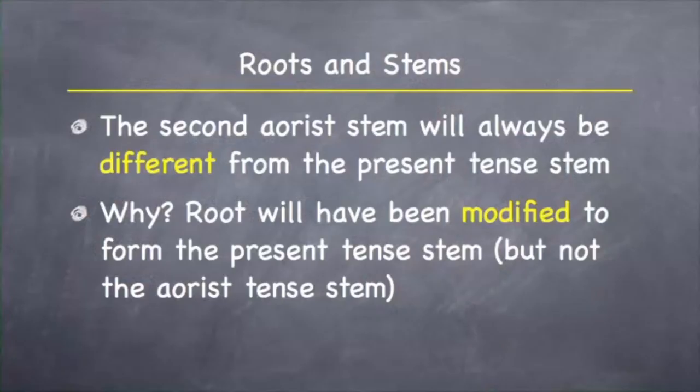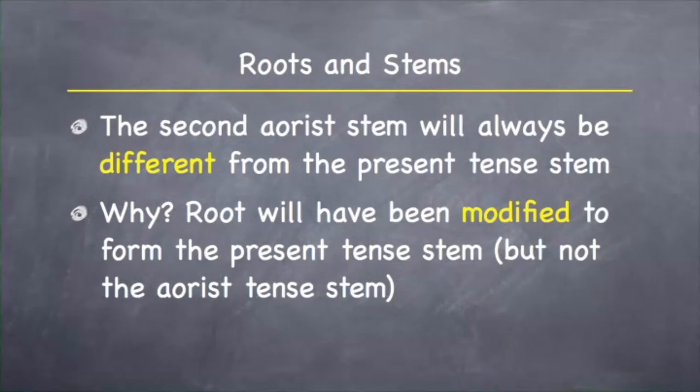Let me say it again. If a verb has a second aorist form, then that second aorist tense stem is always going to be different from the present tense stem. And the reason for that is this. In the formation of a verb with a second aorist, the root almost always comes unmodified into the second aorist tense stem. But if that's the case, then when that root goes into the present tense stem, it's always going to be modified. That's the theory behind that.